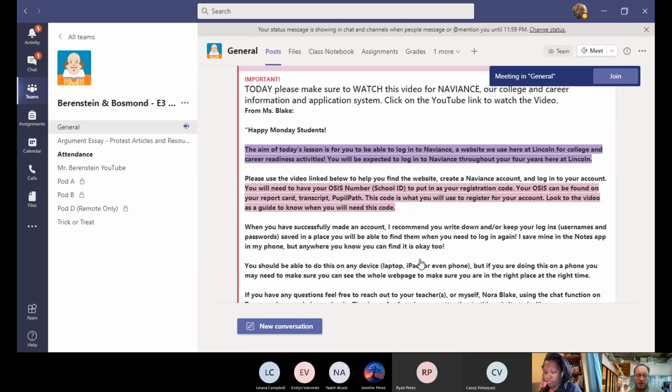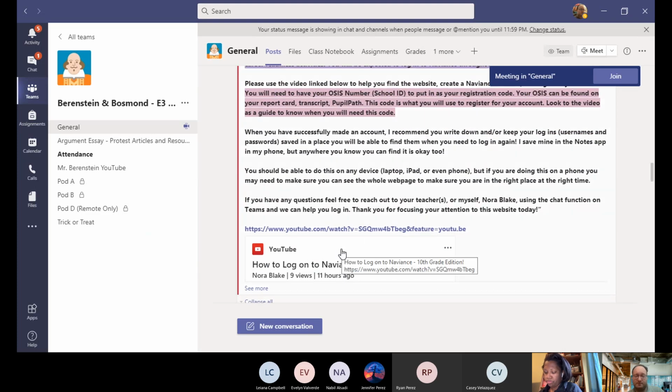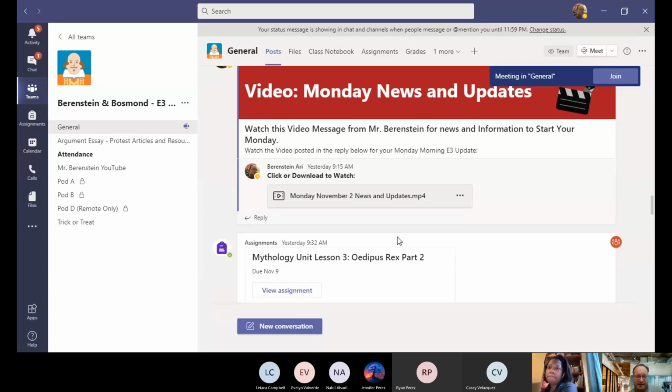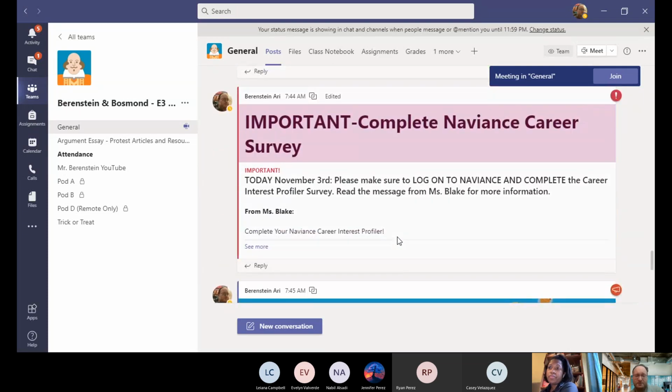And for a more detailed breakdown of how to log in and register, Miss Blake did include a link to a YouTube video she recorded. You can check that out and log in from there. So the goals are to log in and get your account created, and then today to do the Naviance career survey. These are questions about your career interests.